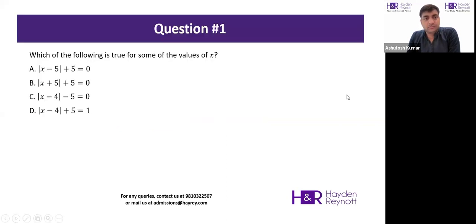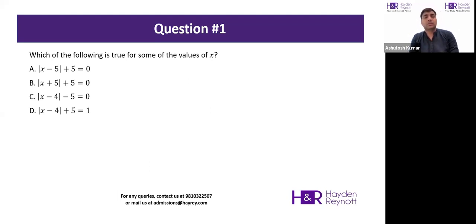Here is the first question. This question is asking you which of the following is true for some values of x. You have some options given where you have modulus of x minus 5 plus 5 is equal to 0. Modulus of x plus 5 plus 5 is equal to 0. Modulus of x minus 4 minus 5 is equal to 0. Modulus of x minus 4 plus 5 is equal to 1.